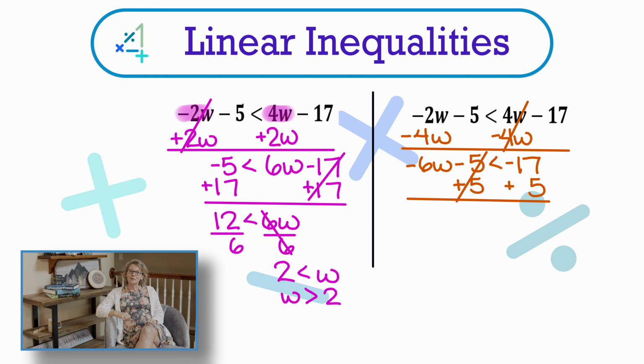Next, add 5 to both sides here and here. For negative 6w is less than negative 12. Still keep the alligator the same because we just added to both sides. We need to eliminate that negative 6. We will divide both sides by it. Remember that dividing by a negative triggers my brain to flip that inequality. w is greater than 2. Ha! The same answer we got before.